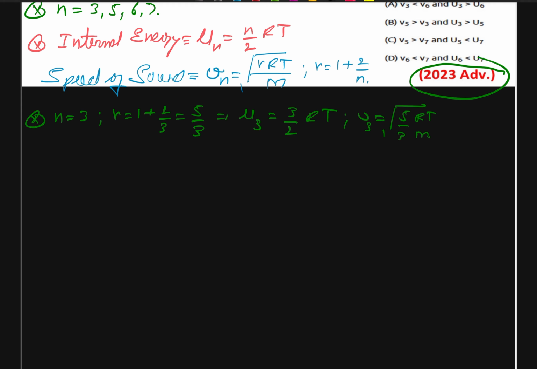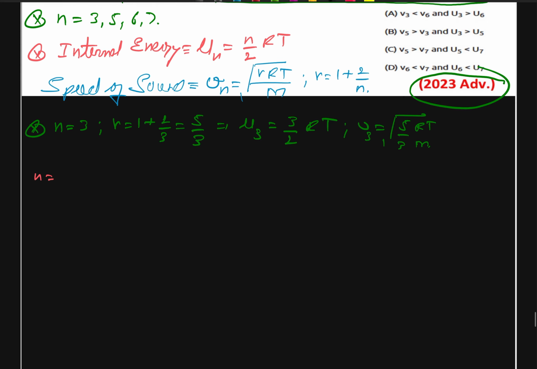Now let's solve it for n equal to 5. So n is equal to 5, gamma is equal to 1 plus 2 by n. So this comes as 1 plus 2 by 5, giving us 7 upon 5. So from here we get our U_5.